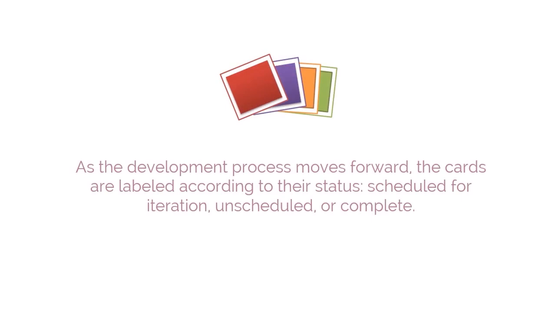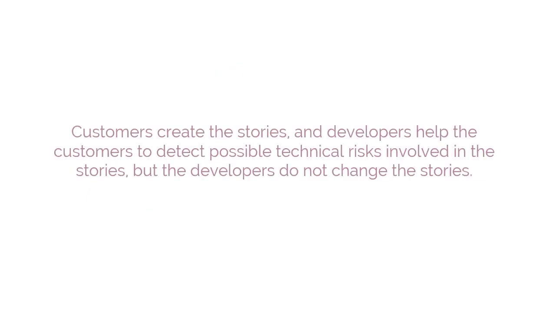Next, as the development process moves forward, the cards are labeled according to their status: scheduled for iteration, unscheduled, or complete. Customers create the stories, and developers help the customers to detect possible technical risks involved in the stories. But the developers do not change the stories.